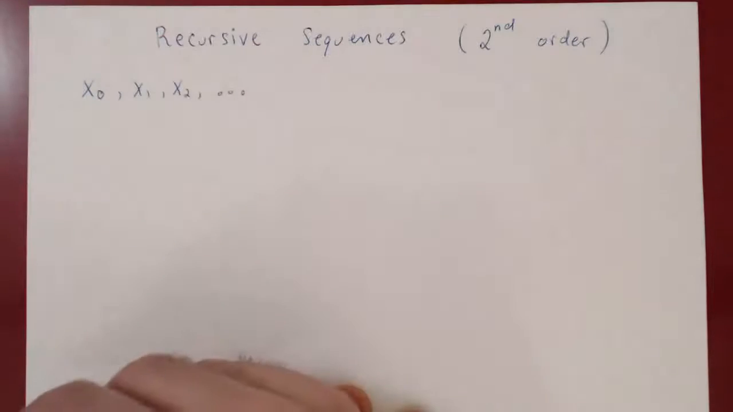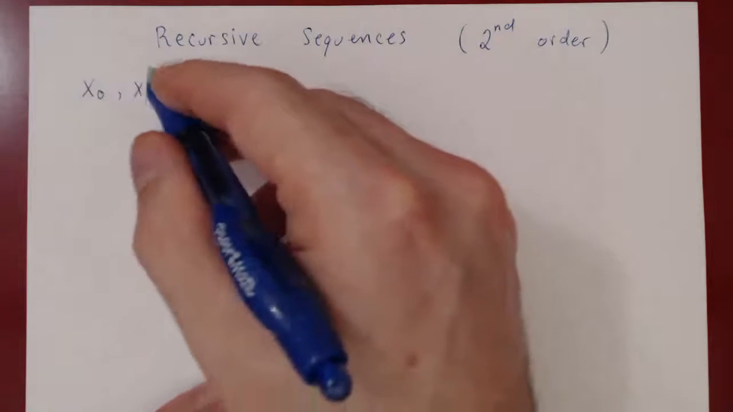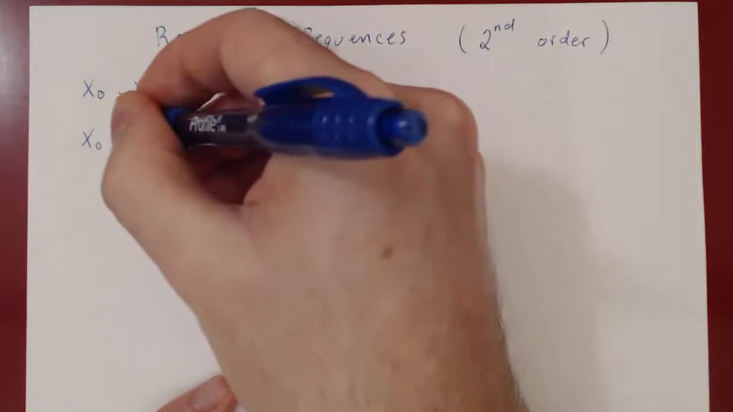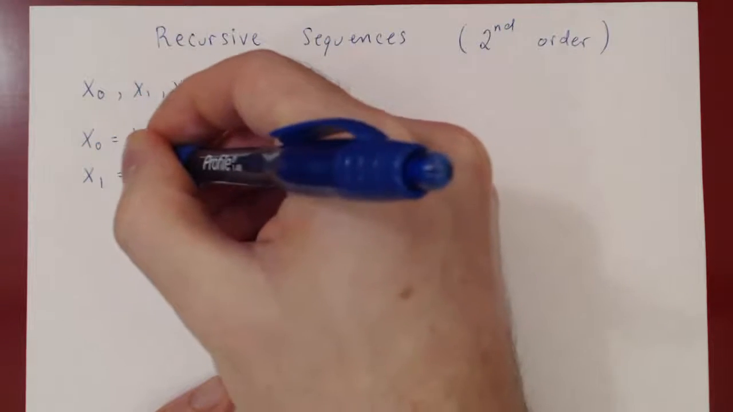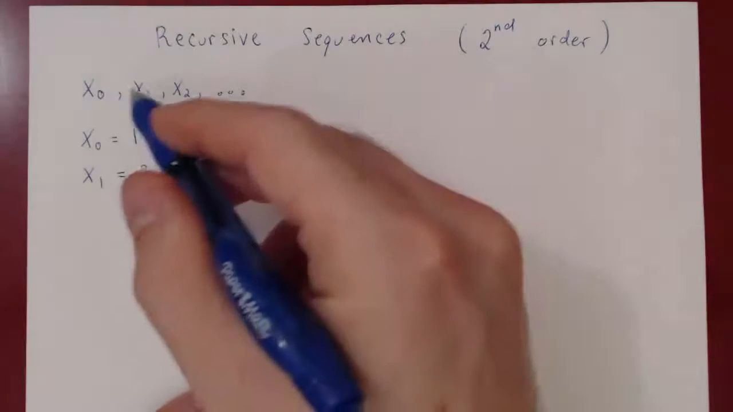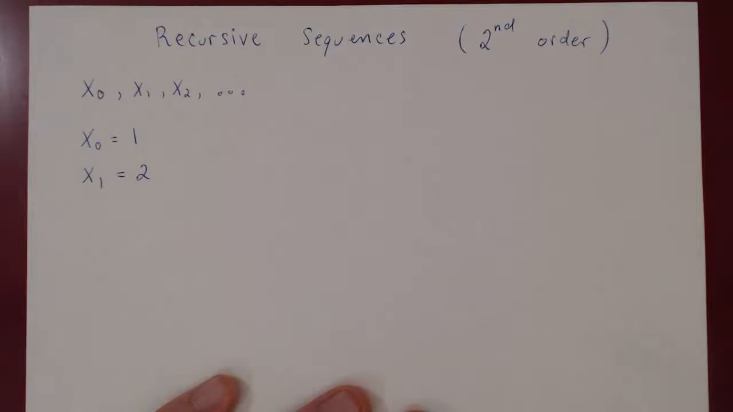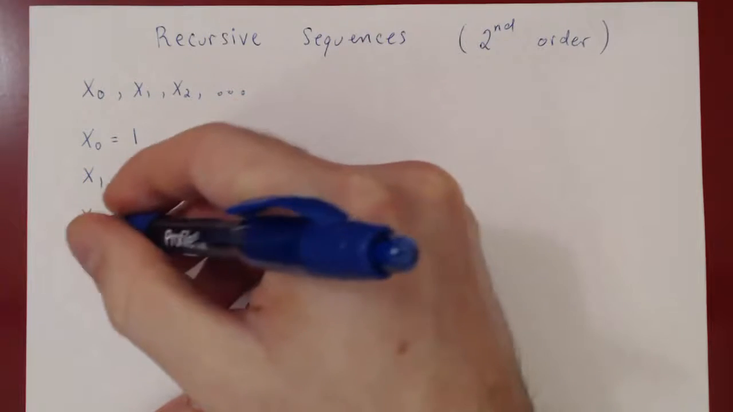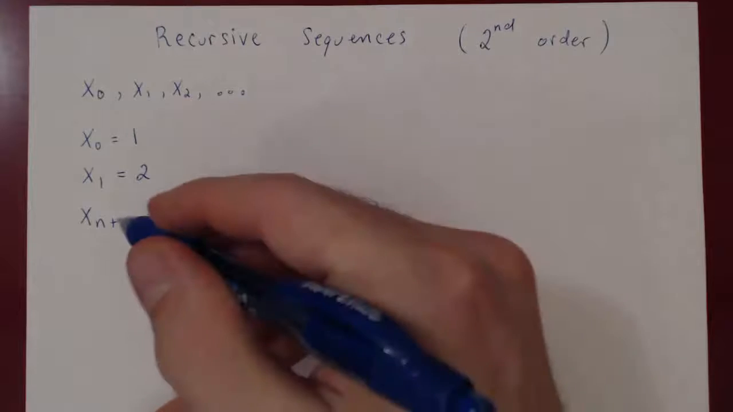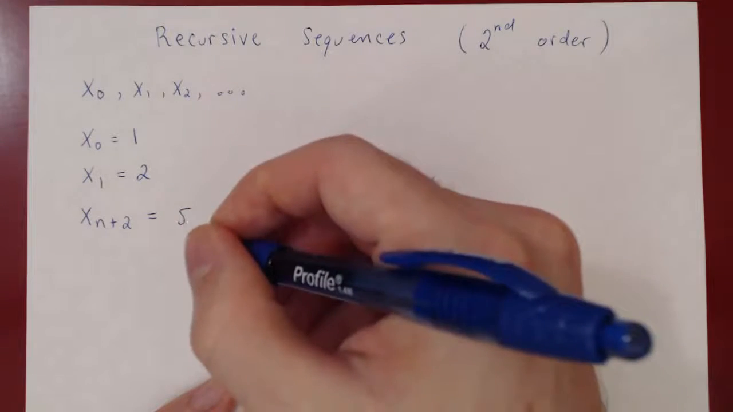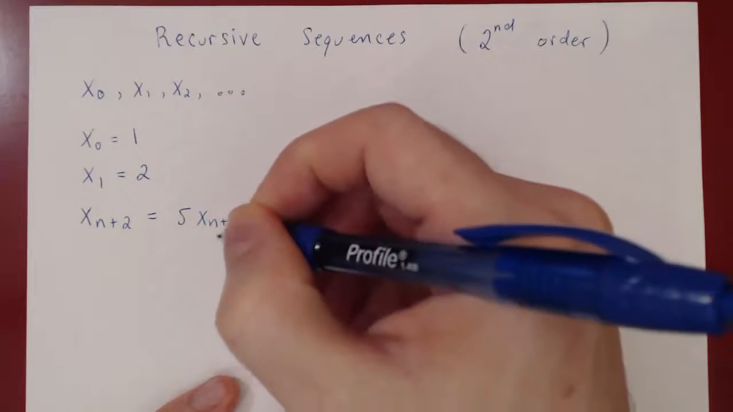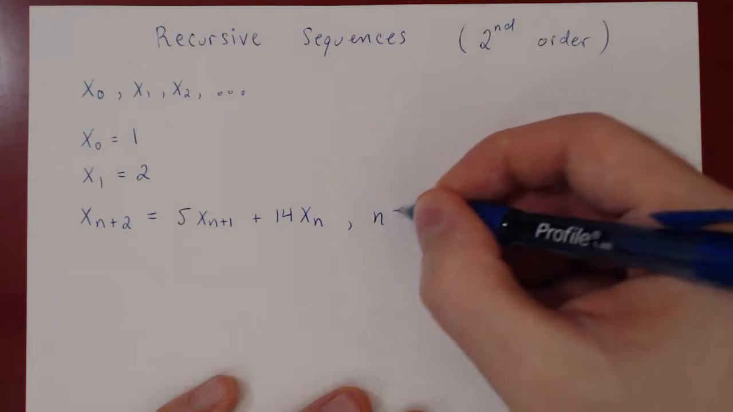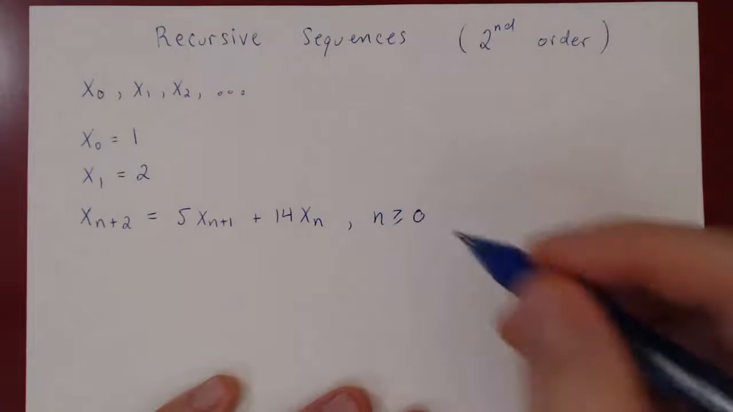And here's the recursion. We're given two initial values. So we're going to take the values for x0 and x1. Suppose that x0 is equal to 1 and x1 is equal to 2. So all we're given are the first two values of this sequence. And then this third part will be the recursion. How do we get the n plus 2th term from the previous two terms? So the next term will be 5 times the previous term, x n plus 1, plus, say, 14 times the term before that one, xn. And this will be the recursion for n greater than or equal to 0.